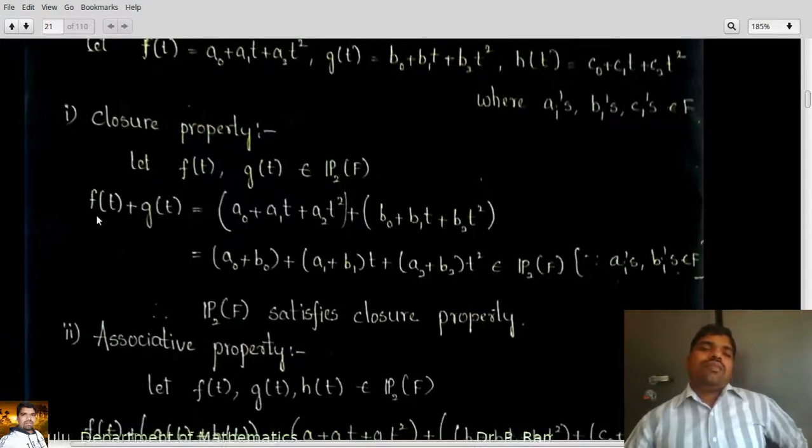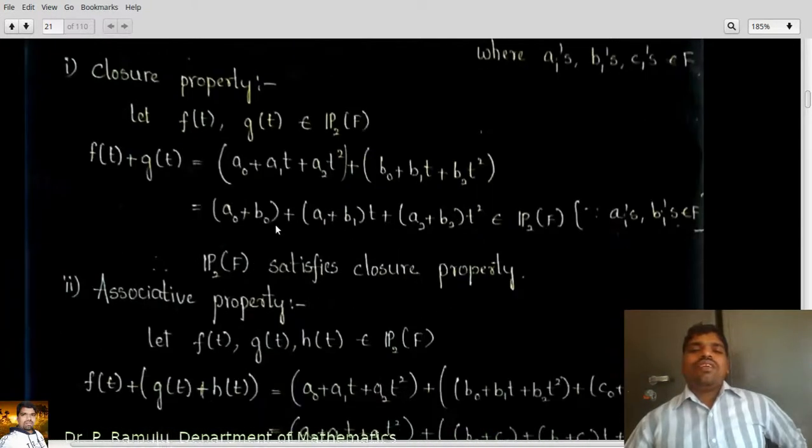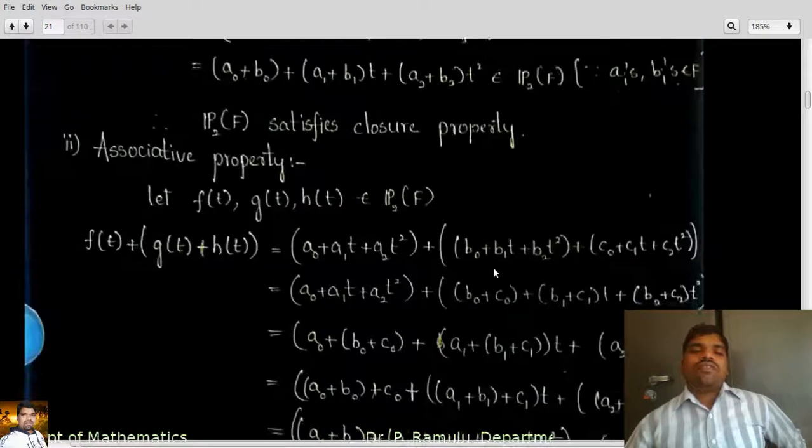If I add the two elements, f of t plus g of t, that equals a0 plus a1t plus a2t square plus g of t, which is b0 plus b1t plus b2t square. Adding those, what will we get here? According to polynomial addition, add the constant coefficients, the coefficients of t and the coefficients of t square: a0 plus b0, a1 plus b1, a2 plus b2, that belongs to P2 over F. Therefore P2 over F satisfies the closure property with respect to addition.